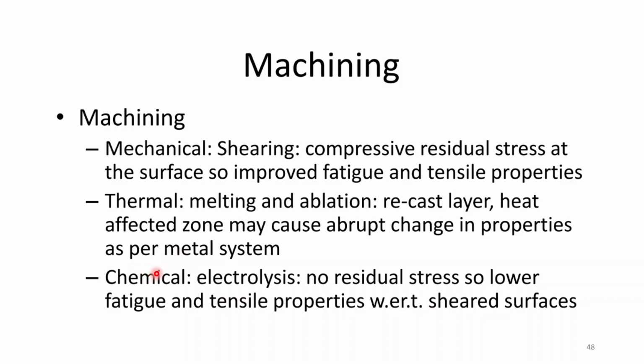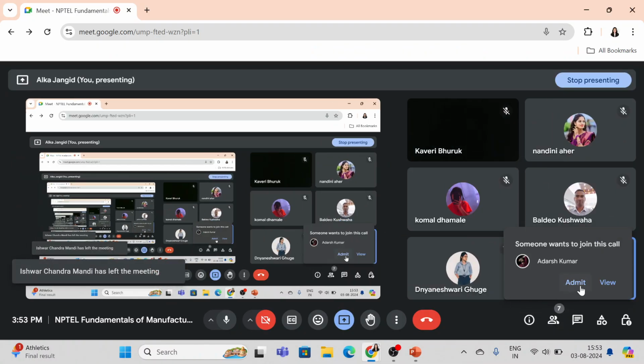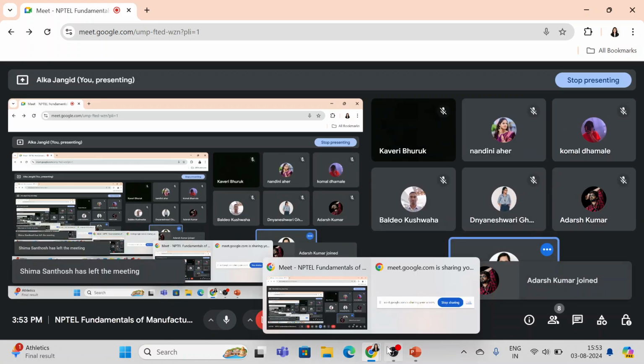Next is chemical. So in this case, electrolysis. Someone else has joined. Okay.